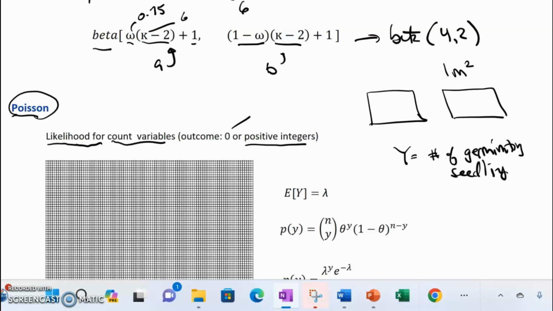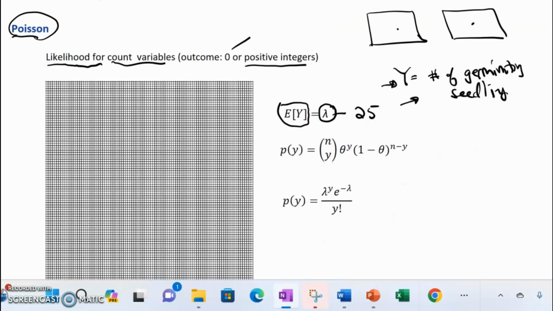Number of germinating seedlings in those 1 meter square plots on the ground. And particularly what we're interested in is the mean value of the number of germinating seedlings in all these plots. We can represent that as the expected value of our random variable y. The symbol is going to be lambda.